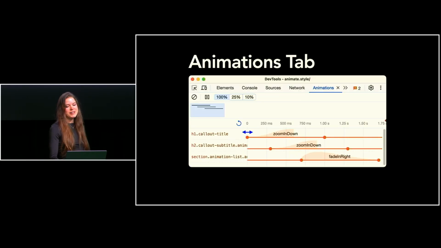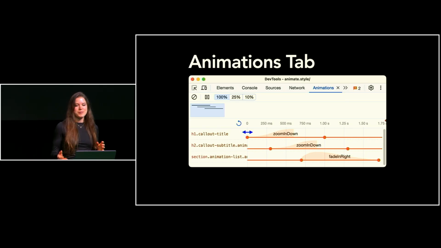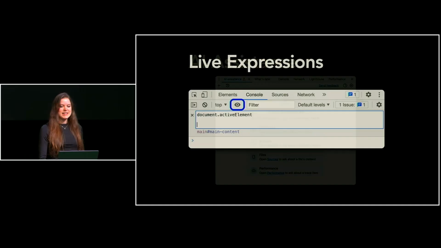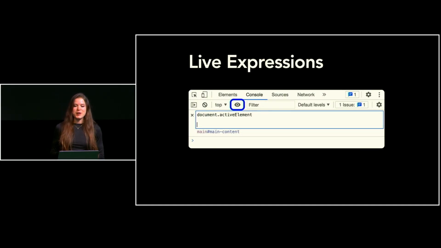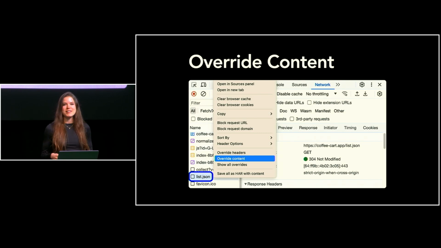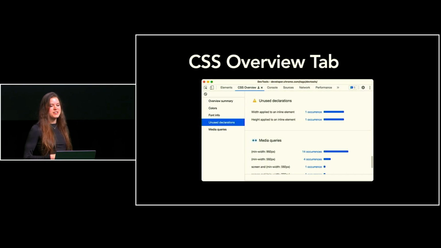So what have we been looking at? The Animations tab to track all the animations and debug them, slow them down and play them back. AI assistance on how to vertically center a div for us. Adding live expressions to debug all the live things that are happening on our screen. Overriding content to debug all our CSS styles and keeping them in our file system, and tracking changes and copying them, and lastly, the CSS Overview tab.